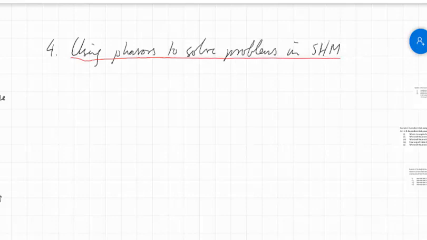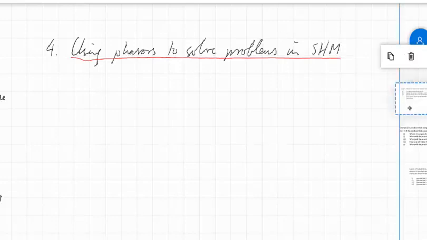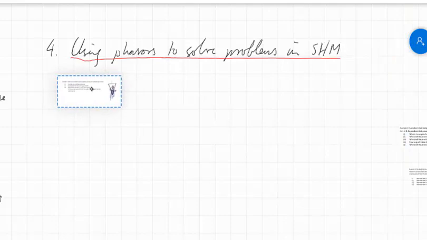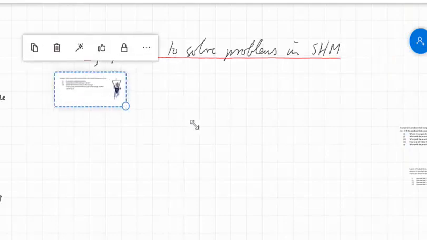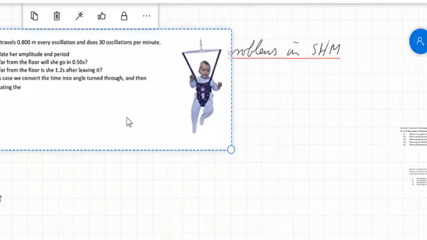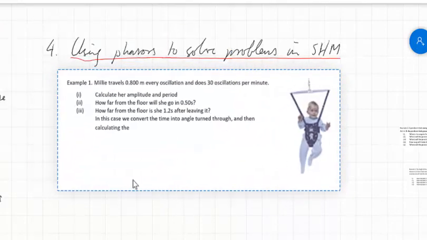So we're going to look at 3 different examples of how we can use what we've learned about phasors to solve problems. And solving these problems is basically predicting the position of an object at a particular time, or predicting how long it will take to get to a particular position. So what we'll do is we'll have a look at this first problem here. I'll just drag it over and resize it and then zoom in a little bit.